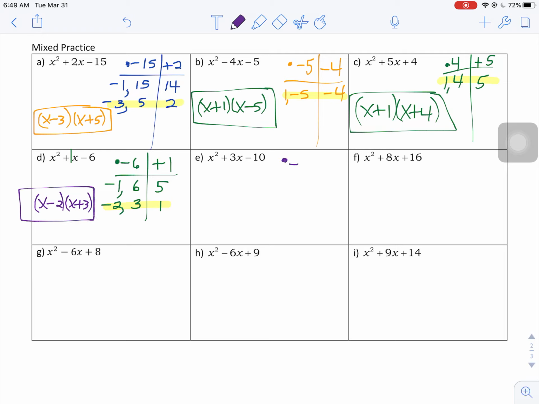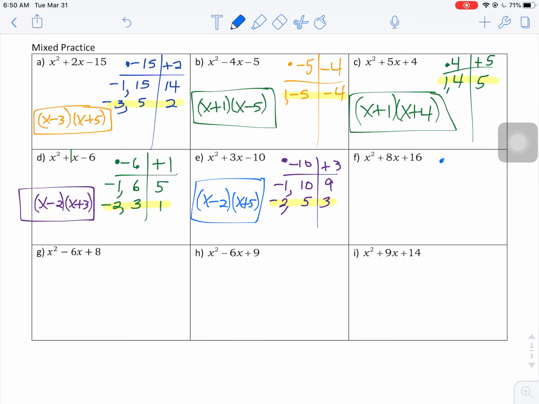For e, multiply to negative 10, add to 3. 10 divided by 1 is 10. I'm supposed to be multiplying to a negative number, so one of these has to be negative. And I'm supposed to be adding to a positive number, so I'm going to make my smaller numbers negative. Negative 1 plus 10 is 9. That does not work. Let me try 2. 10 divided by 2 is 5. Smaller number negative. Negative 2 plus 5 is 3. There we go. So I have x minus 2 times x plus 5.